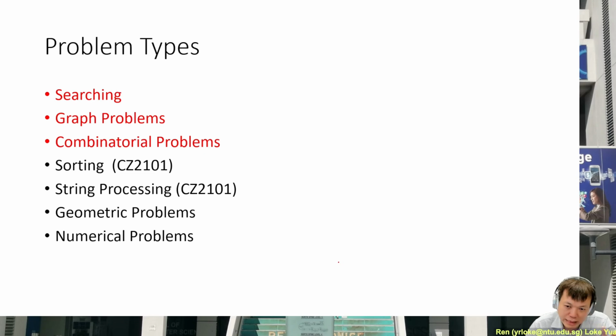Okay, back to the earlier topic. There are a lot of kinds of problems. In this module, we discuss only searching, graphs, and some combinatorial problems, that means permutation and combination problems. And in the next level, they will discuss sorting, string processing, and some mathematics courses. They will teach you geometric problems and numerical problems. I will briefly introduce them in the next few slides.